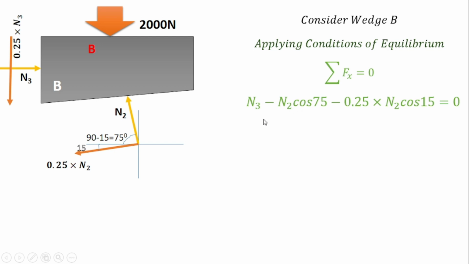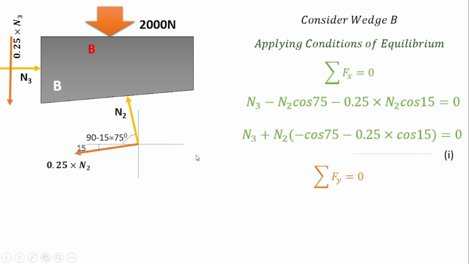Now rearranging this equation, take the N3 term to one side and take N2 common from the remaining terms. So N3 plus N2 into minus cos 75 minus 0.25 cos 15 is equal to 0. So this is your equation number 1. Getting it? First write the equation for the summation of Fx and then rearrange the terms. After that write the equation for summation of Fy is equal to 0. Now the value of summation of Fy is calculated by adding all vertical components. So here vertical components are 0.25 N3, N2, 0.25 N2 and 2000 Newton.